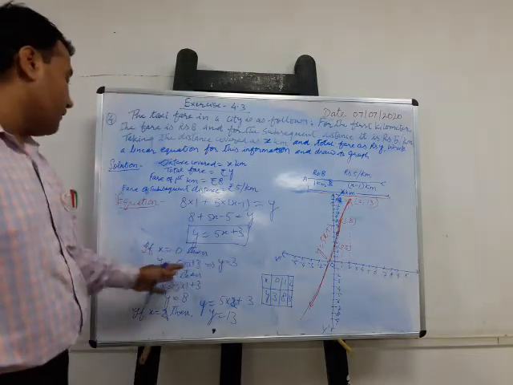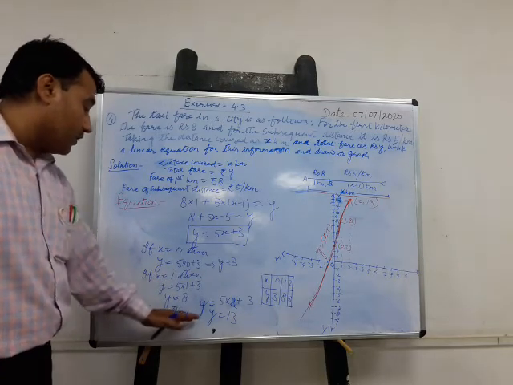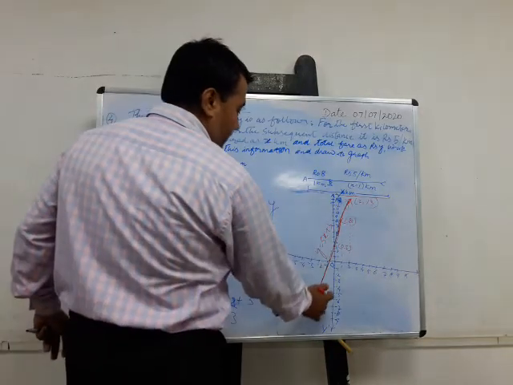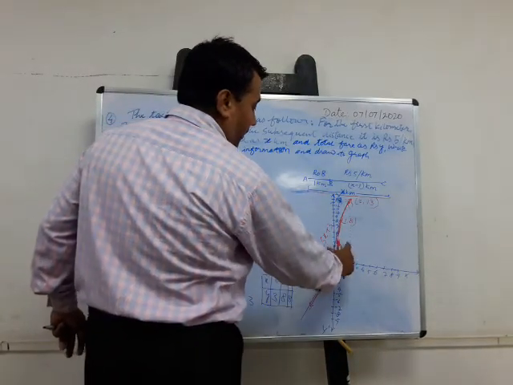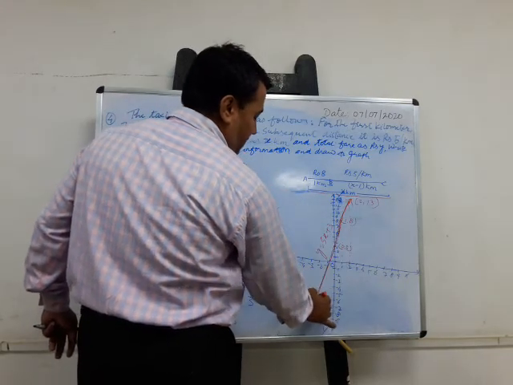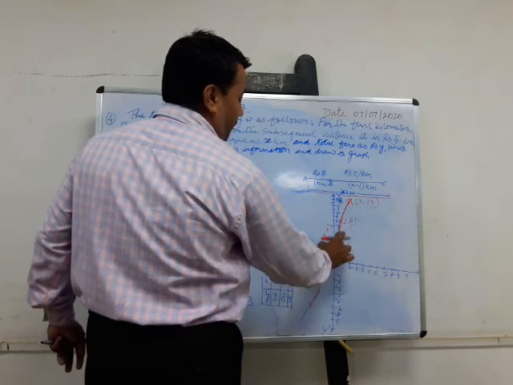If x equal to 0, then you got y equal to 3. If x equal to 1, then you got y equal to 8. If x equal to 2, then you got y equal to 13. Now you represented the equation in this way: 0, 3, 1, 8 and 2, 13. Then you got a straight line, that is the graph for y equal to 5x plus 3.